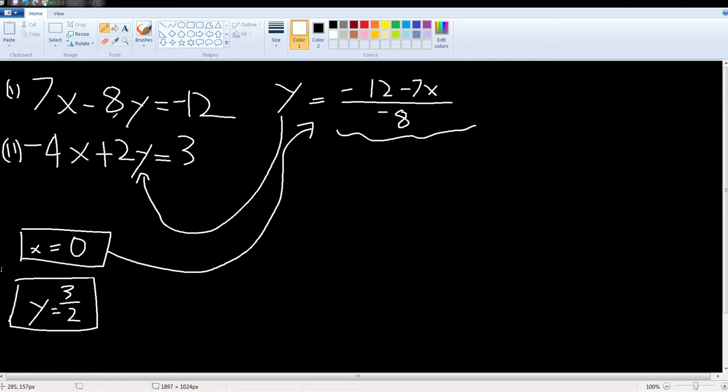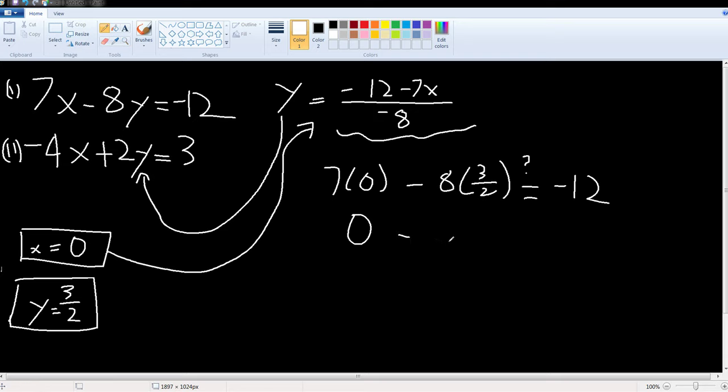So if we have 7x minus 8y equals negative 12, x equals 0, y is equal to 3 halves. Well, 7 times 0 minus 8 times 3 over 2. Is this equal to negative 12? 7 times 0 is 0, minus 8 times 3 over 2. 8 divided by 2 is 4, so this is the same thing as saying negative 4 times 3. Negative 12 is equal to negative 12. That's fine. So that's for the first equation.